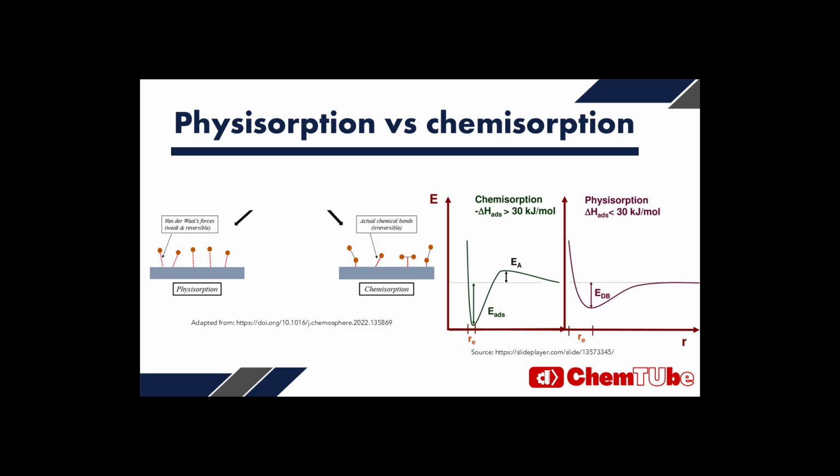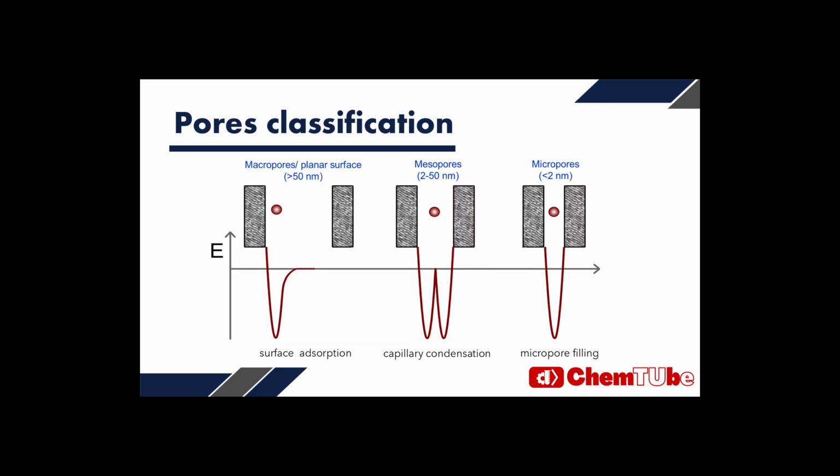Chemical adsorption, or chemisorption, is the formation of a chemical bond between the adsorbate and the surface atoms of the solid material. It is usually an exothermic and very specific process and can be viewed as a chemical reaction. The adsorption energy is higher than 30-40 kilojoules per mole, and the activation energy is non-zero. The process is usually irreversible and no multilayers are formed. In this video, an analysis of Physisorption will be performed, so we will focus on this phenomenon.